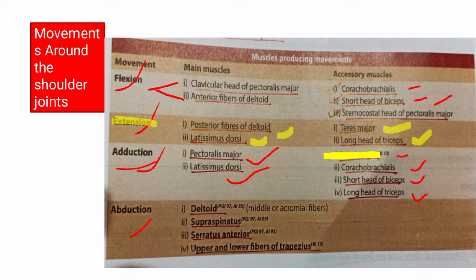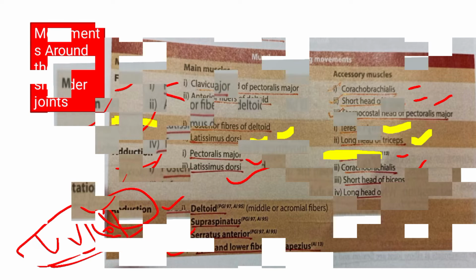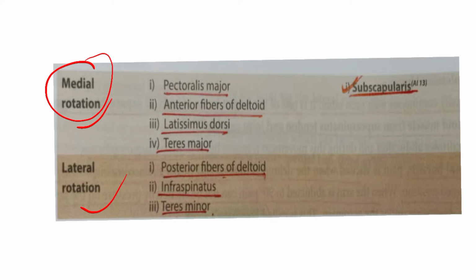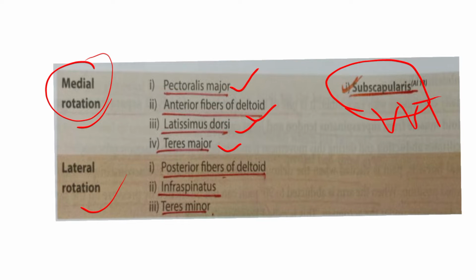And this teres muscle is important because it has come in prior examinations also. Now abduction includes deltoid, supraspinatus, serratus anterior, and upper and lower fibers of trapezius. This is very important from your exam point of view. Now for medial rotation, the major muscles are pectoralis major, anterior fibers of deltoid, latissimus dorsi, and teres major, and the minor muscle is subscapularis. This is also very important.